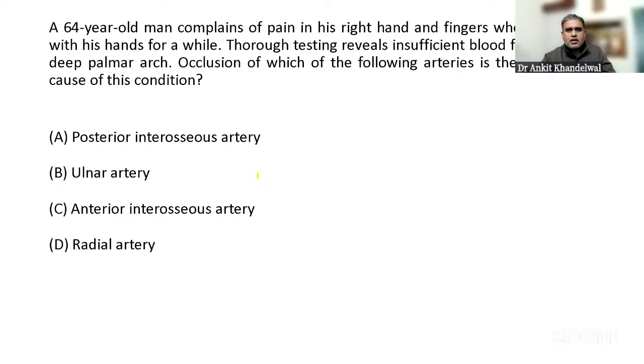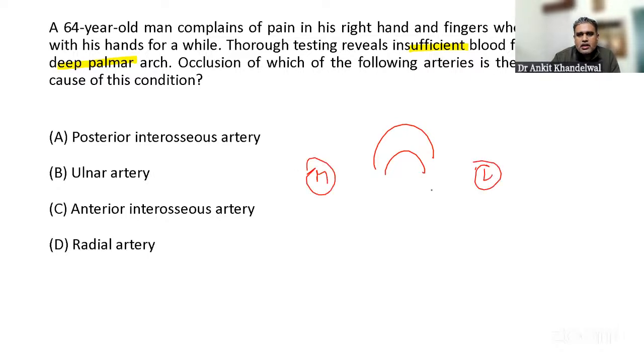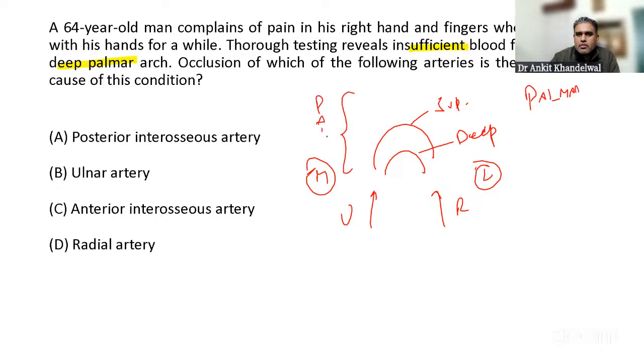Last question over here. Pain in the right hand fingers when he works with his right hand for a while. Testing reveals insufficient blood flow to the, here we can help. What happens is in the hand there are 2 palmar arches. Suppose this is the lateral side over here and the medial side over here. So which artery? Radial artery, and over here we have the ulnar artery. There are 2 arches, the superficial arch and the deep palmar arch, both in the palm. This is the palm. On the lateral side we have the radial artery and on the medial side we have the ulnar artery, and they both form the arches.